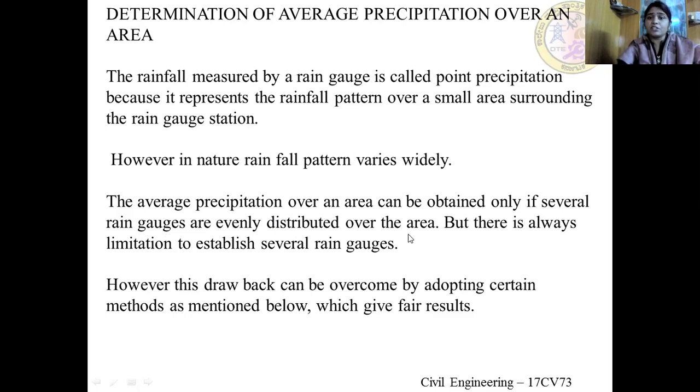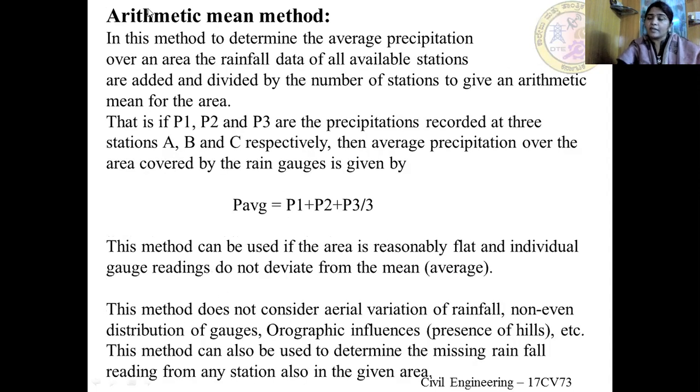So the average precipitation over an area can be obtained only if several rain gauges are evenly distributed over that area. But there is always a limitation to establishing several rain gauges. So a minimum number of rain gauges have to be installed, and we have to find out the average precipitation. This drawback can be overcome by adopting certain methods as mentioned below, which give us fair results. So the first method which is used is the arithmetic mean method.